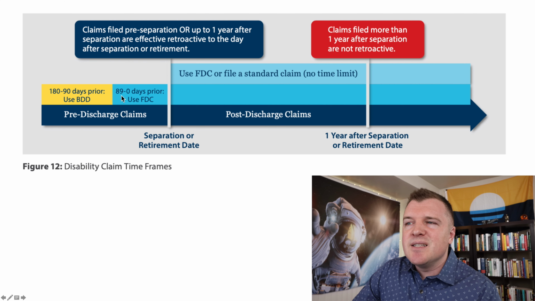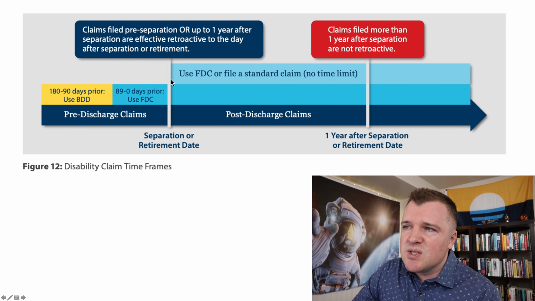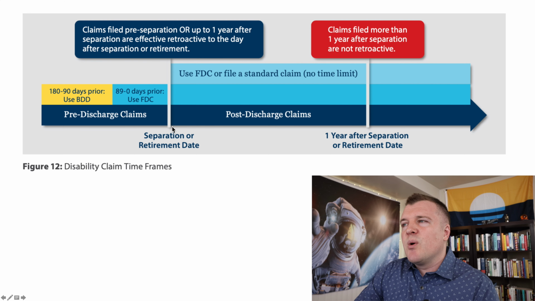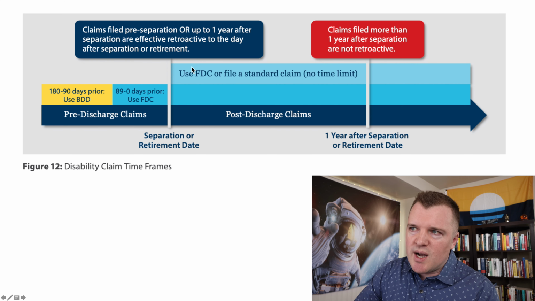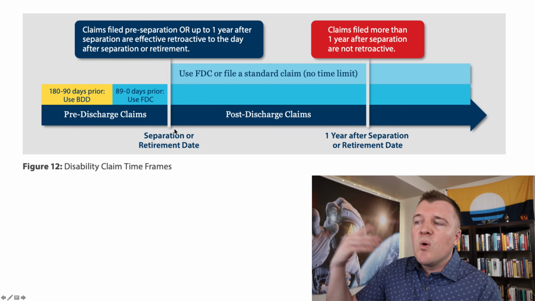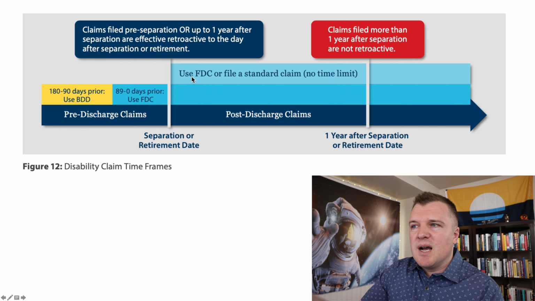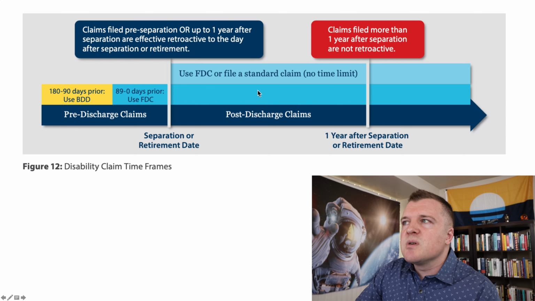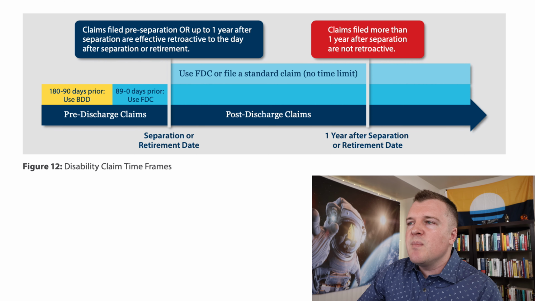If it's 89 to 0 days prior to separation, you're in the FDC process. You might not get your VA disability benefits starting on day 1. However, at some point within the next year, they'll definitely process and clear. You'll then get benefits retroactive to the day of your separation. Or once you've separated, and for all veterans, any point beyond this, you're just doing a standard claim, and there is no time limit when you can apply for VA disability.